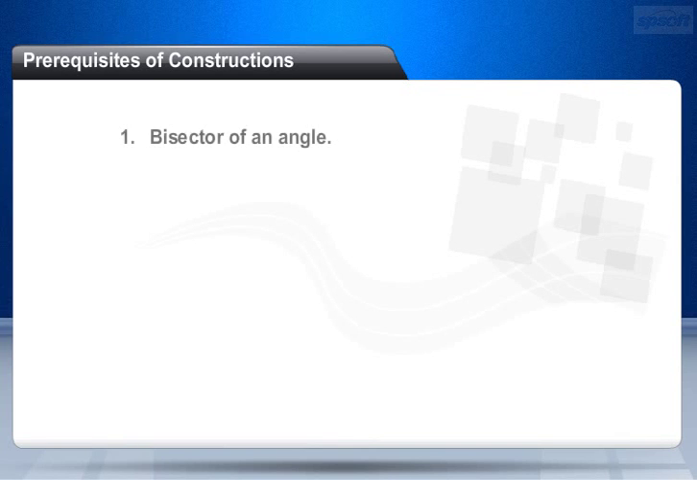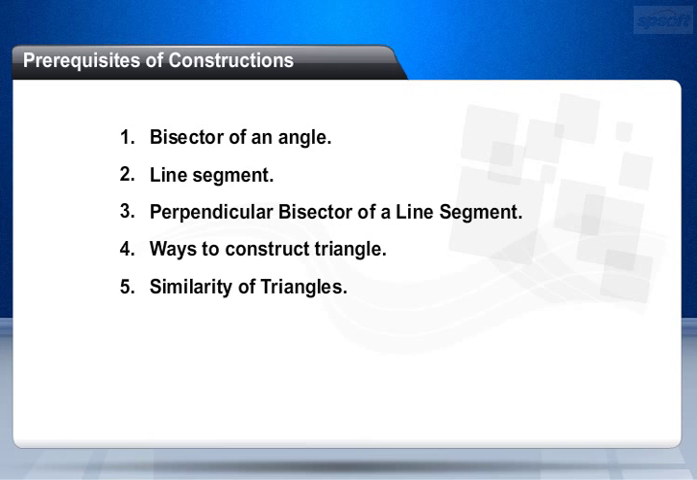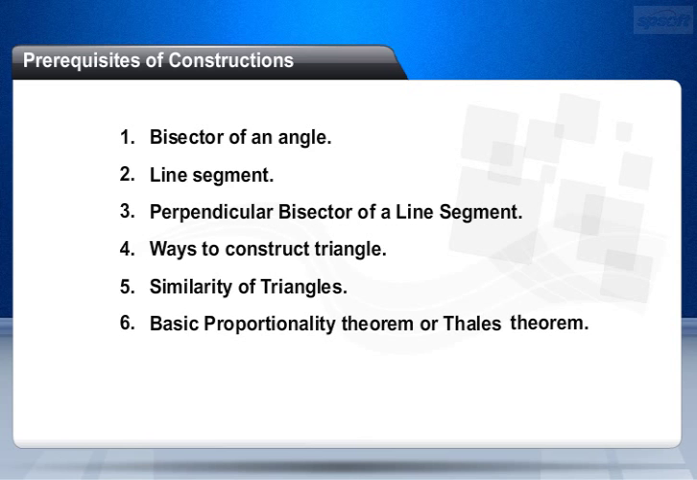The following are the concepts discussed as the prerequisites of constructions. Bisector of an angle. Line segment. Perpendicular bisector of a line segment. Ways to construct triangle. Similarity of triangles. Basic proportionality theorem or Thales theorem.